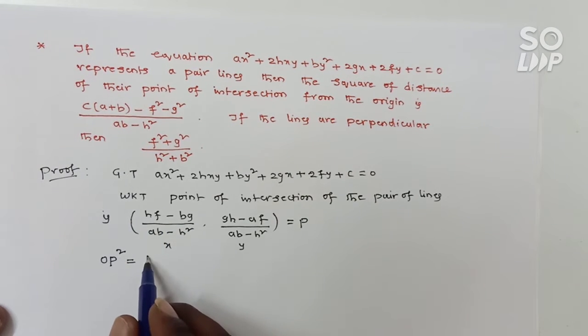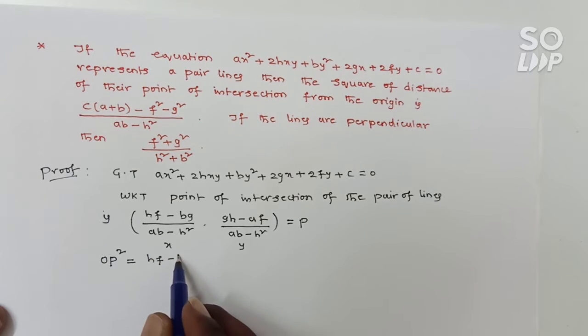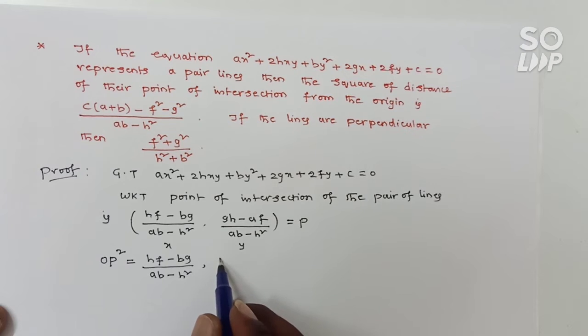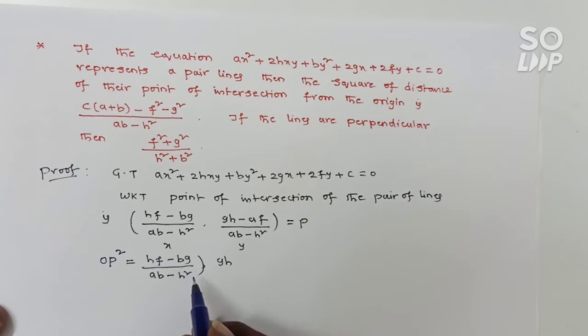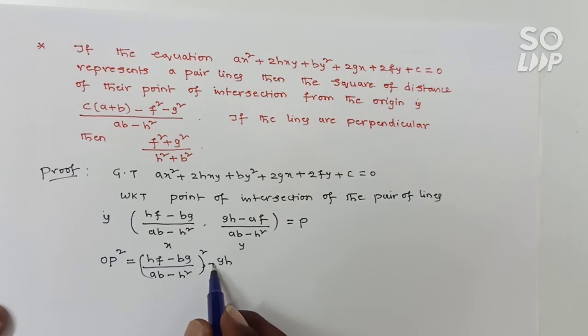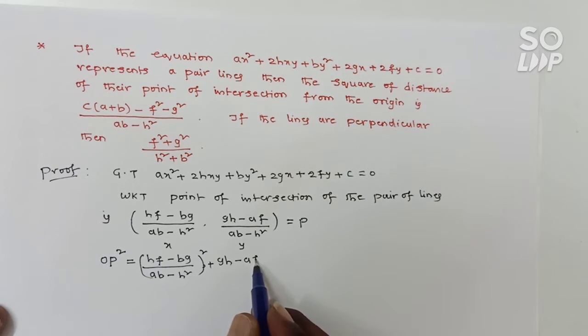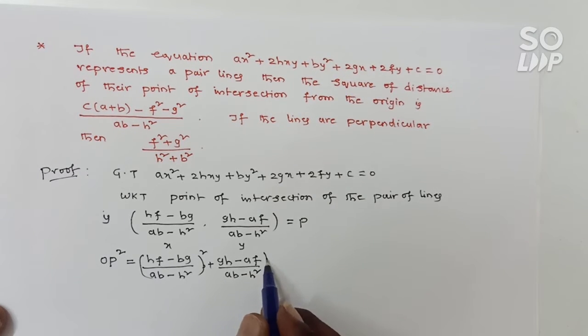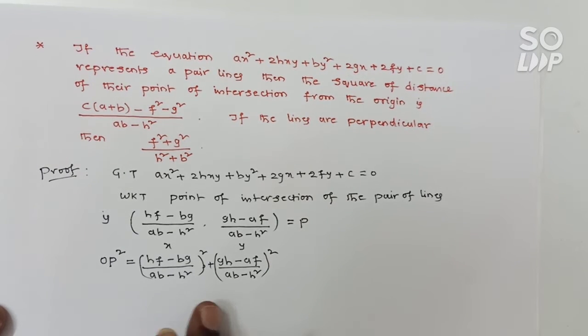What is the x value? (HF minus BG) by (AB minus H square), whole square, plus (GH minus AF) by (AB minus H square), whole square. So this one is nothing but the square of the distance from the origin to the point of intersection. Now here you take the LCM.